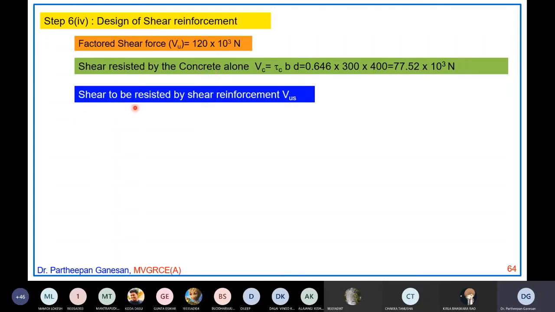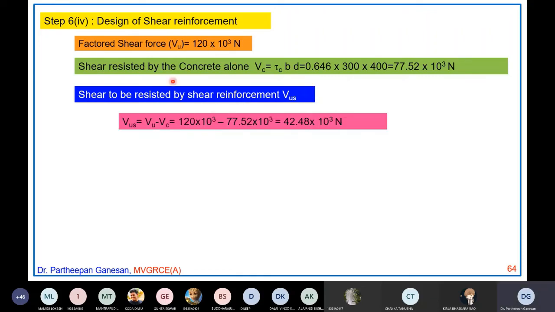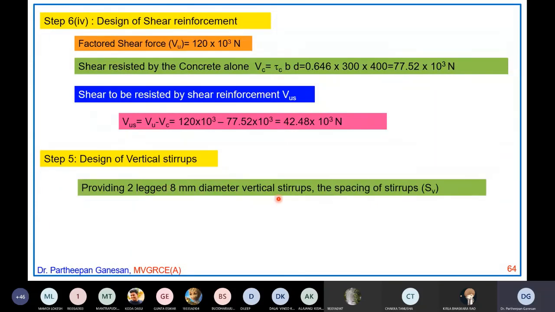So the shear to be resisted by the shear reinforcement, that is VUS, equals VU, the total factored shear force, minus the shear resisted by the concrete VC. So 120 minus 77, that is 42.48 kilonewton. Now the design of vertical stirrups. You assume 2-legged 8 mm diameter vertical stirrups.